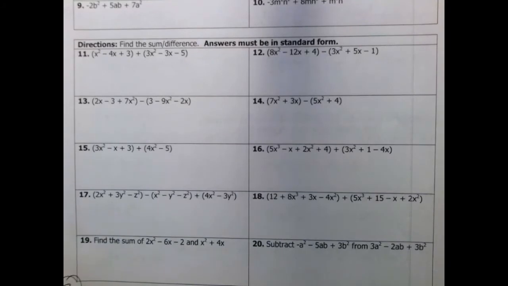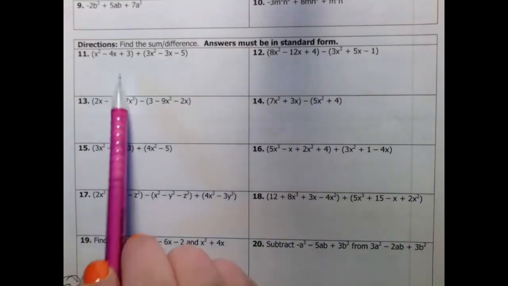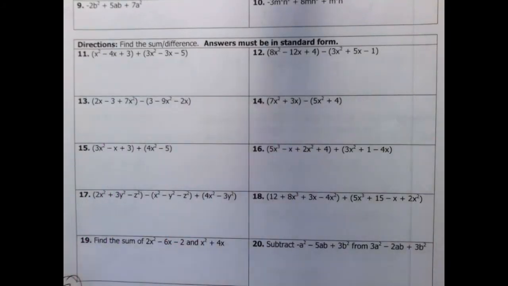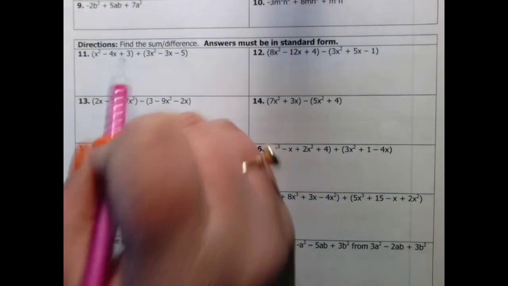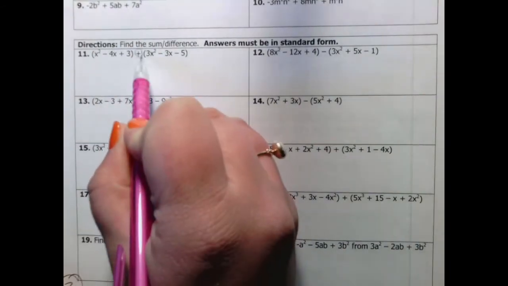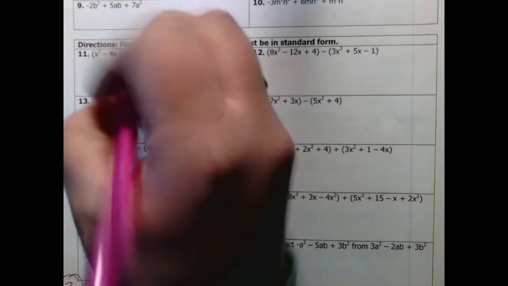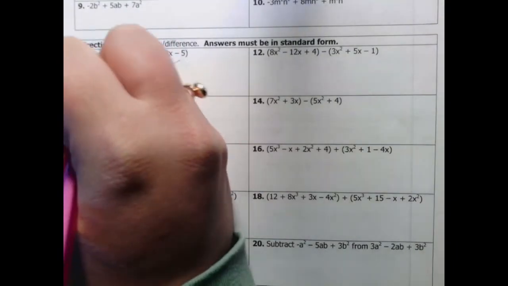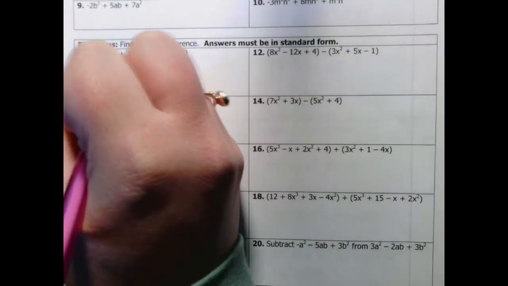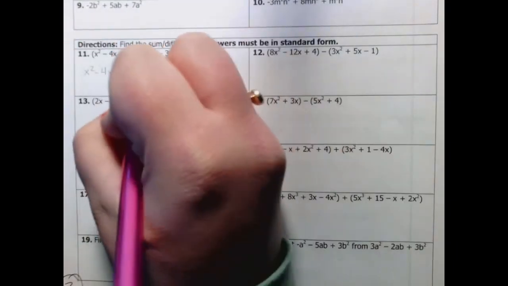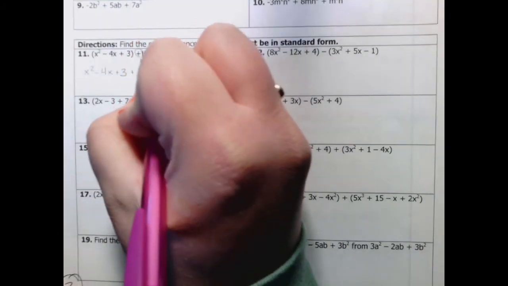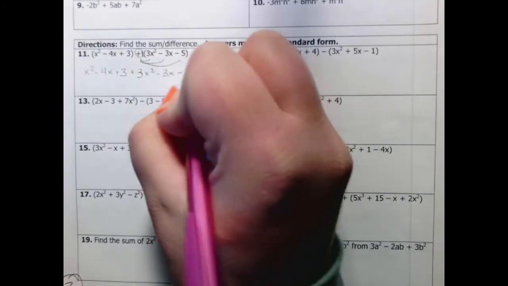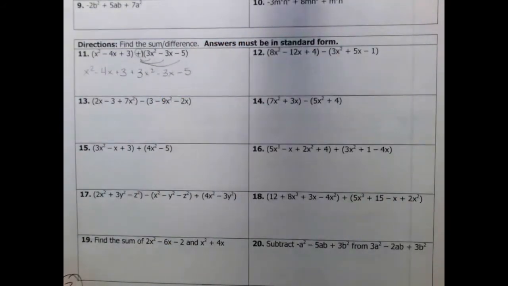I am going to go over numbers 11 and 12, one that is adding and one that is subtraction. On number 11, we have addition. If we have that addition sign outside the parentheses, we assume that's plus 1. We're going to take and distribute that out to everything in parentheses. So we still have x squared minus 4x plus 3 plus 3x squared minus 3x minus 5.